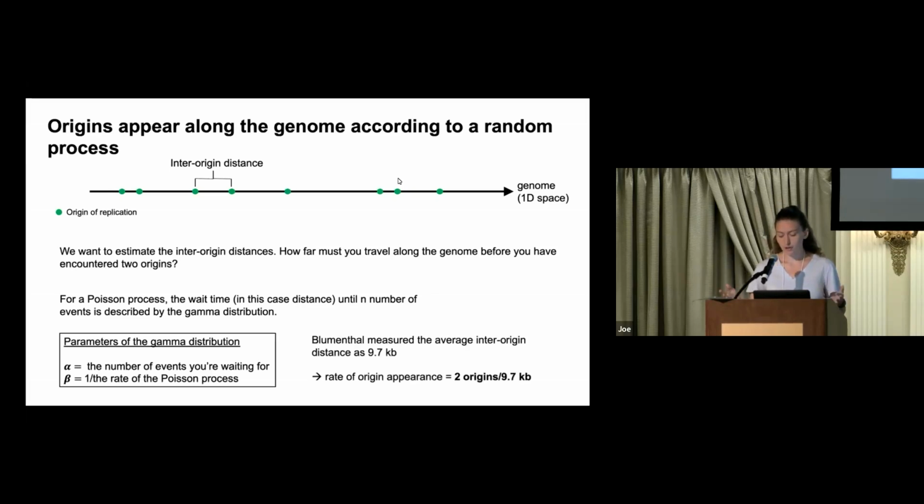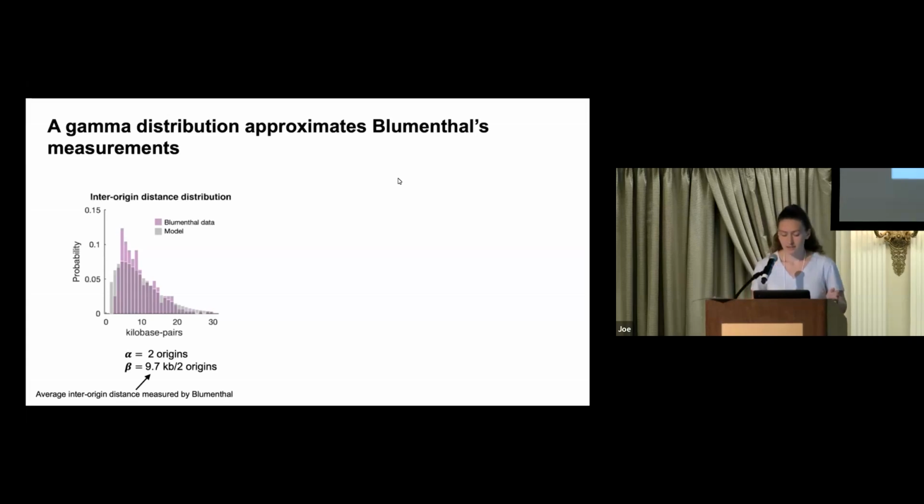Fortunately, Blumenthal measured the average inter-origin distance, which is 9.7 kb. Therefore, the rate of origin appearance is approximately 2 origins per 9.7 kb. So I defined alpha in a gamma distribution as 2 origins that you're waiting for, and beta as 9.7 kb per 2 origins. This gamma distribution reflects Blumenthal's measurements of inter-origin distances. This points to the origins being randomly distributed across the genome.